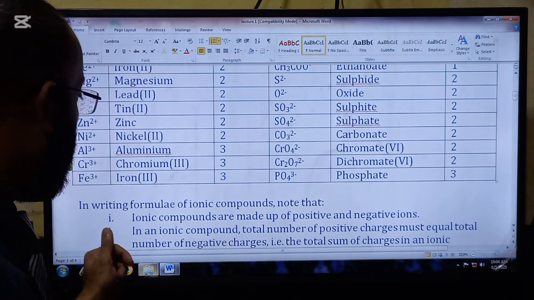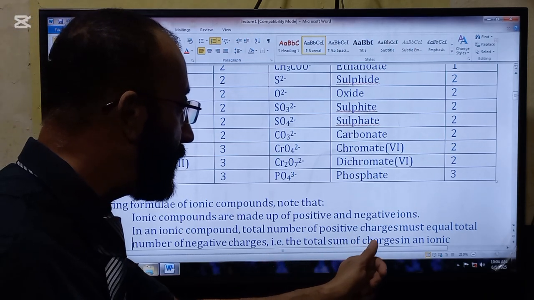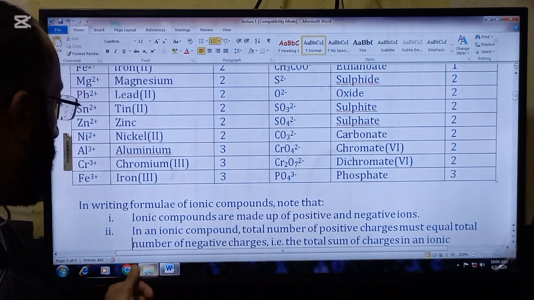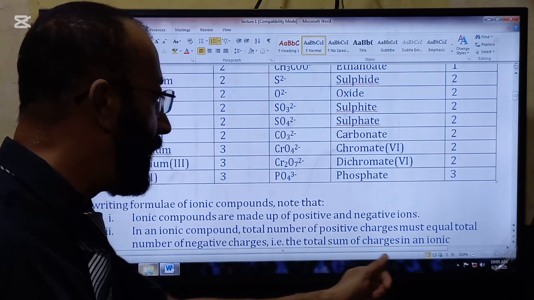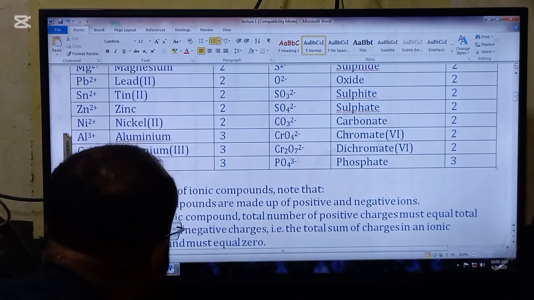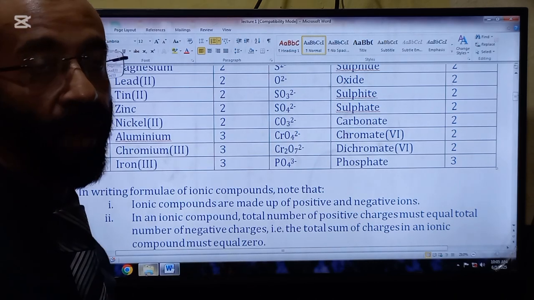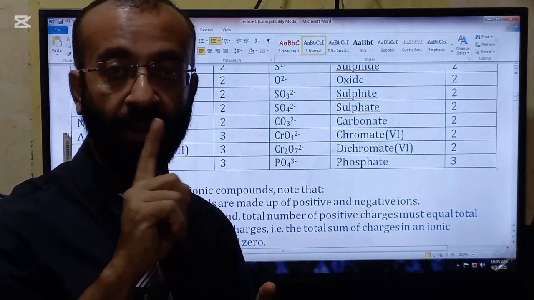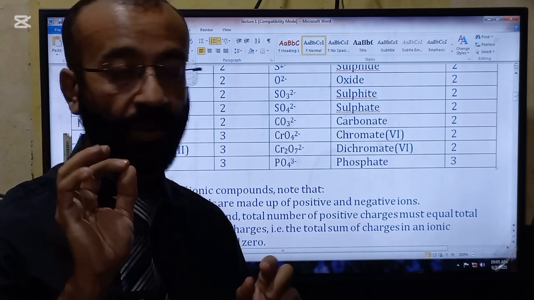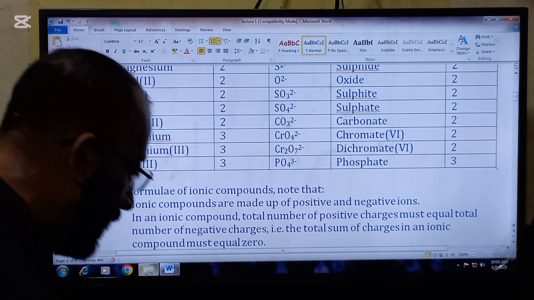The next point is, in an ionic compound, the total number of positive charges must equal the total number of negative charges. That is, the total sum of the charges in an ionic compound must equal 0. This is a very important point. When writing a formula, the sum of the positive charges should be equal to the sum of the negative charges, so that the net charge on the compound must be 0.